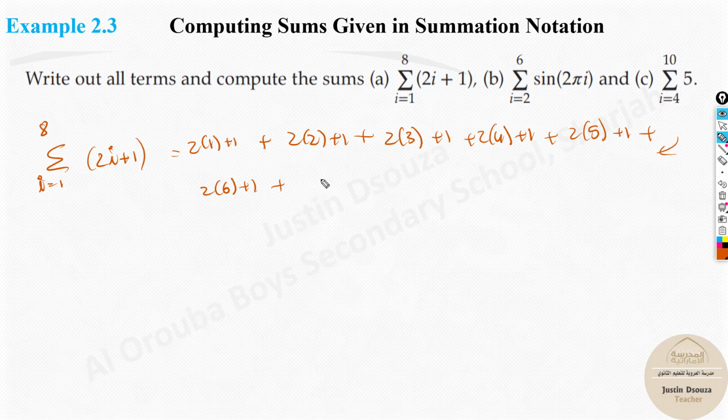This is the stopping number. I need to go till 8. 2 times 7 plus 1. And lastly, I have 2 times 8 plus 1. So these are all the terms. I wrote out all the terms.